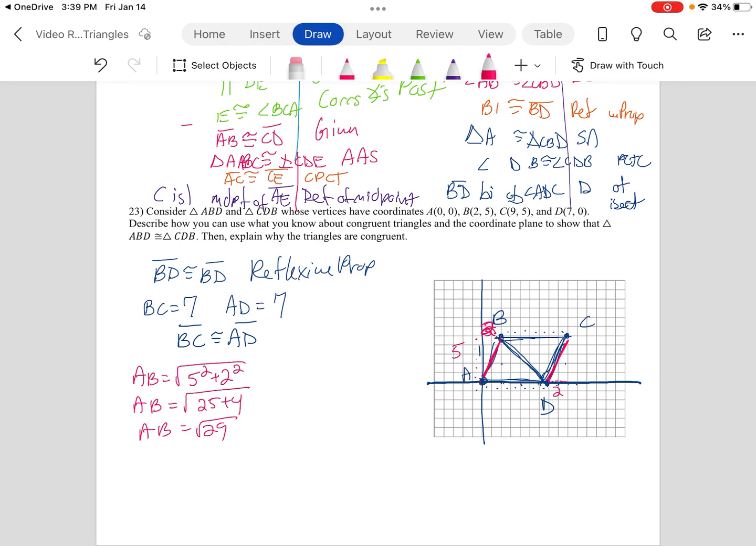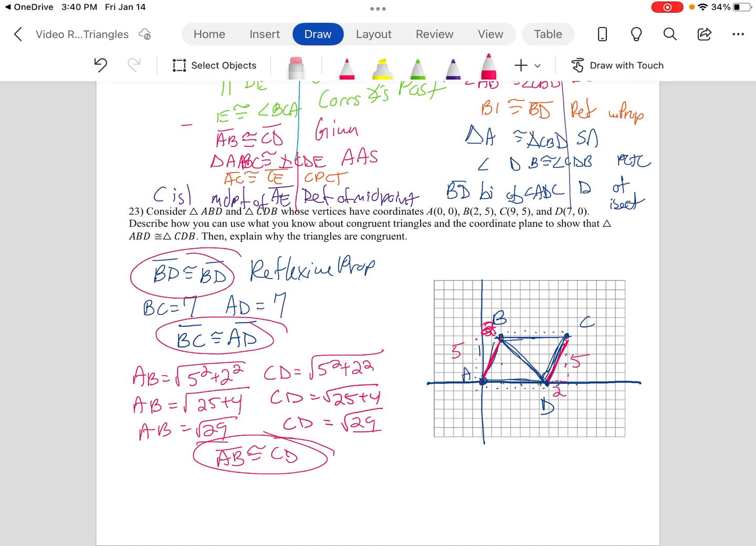Here, same thing. I go 2 to the right and up. 1, 2, 3, 4, 5. So the distance from C to D is going to be equal to 5 squared plus 2 squared. Distance from C to D is 25 plus 4. Distance from C to D is radical 29. So since these both are equal to radical 29 by substitution, I know AB has to be congruent to CD. So what you've shown is all three sides are congruent. So the triangles are congruent.